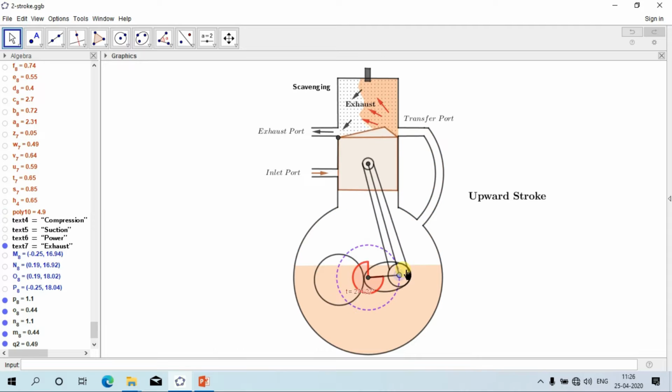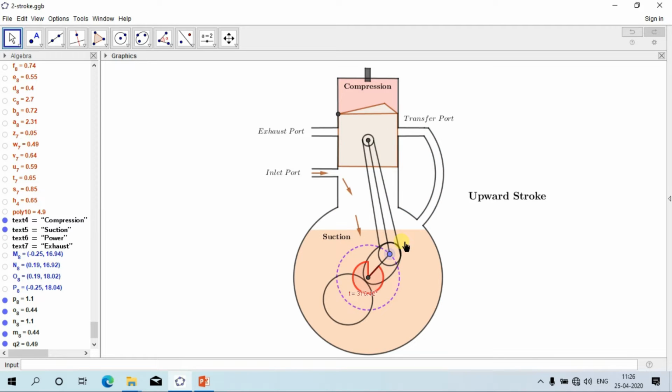Now when the piston is moving upward to this position, you can see the opening of the inlet port is unblocked. So there will be flow of charge inside the casing, and here you can see it is blocking the opening of the transfer port and exhaust port. So there is no movement through these ports while the piston is in this position.